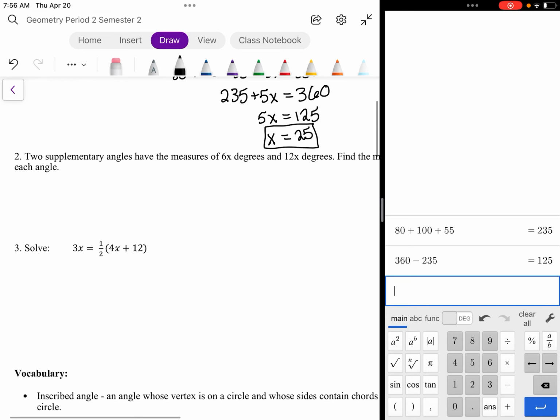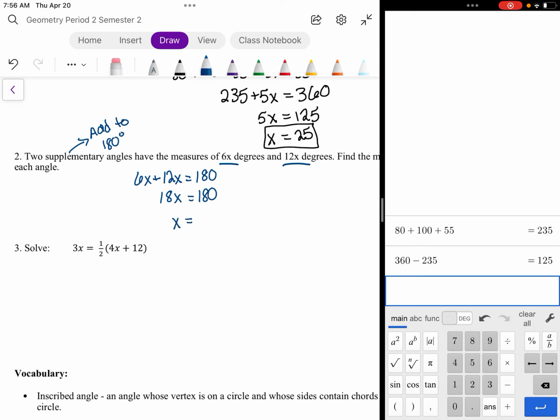Our second warm-up problem is a review on supplementary angles, which means that they add up to 180 degrees. So they have a measure of 6x and 12x. So that means if we were to add these two angles together, because they are supplementary, they add up to 180. So when we combine our like terms, we'll get 18x equals 180. And when we divide by 18, we will get x equals 10.